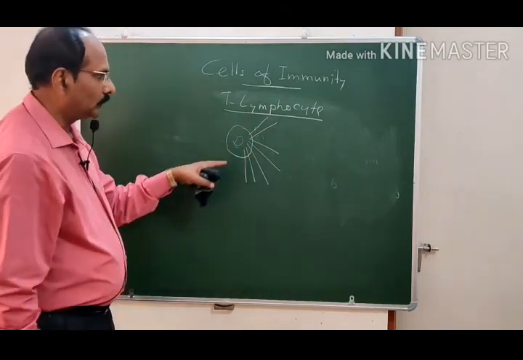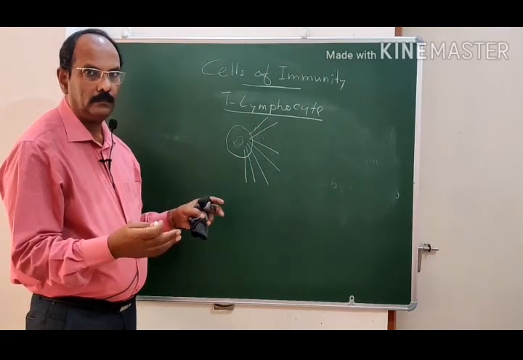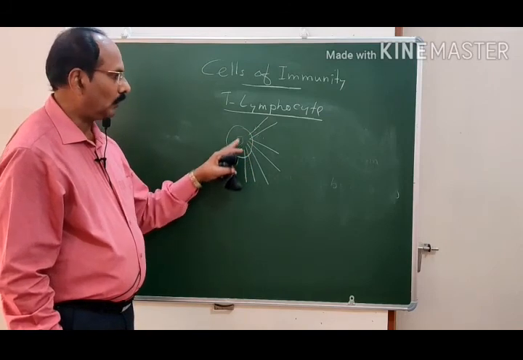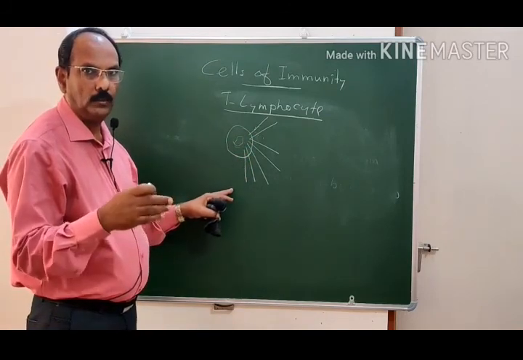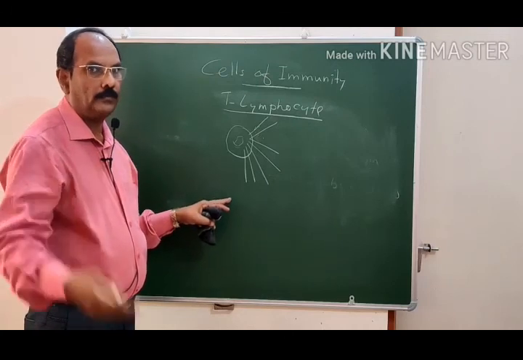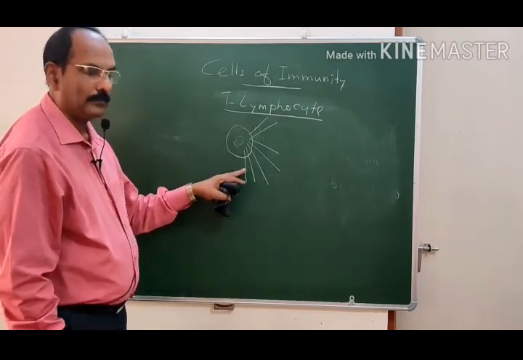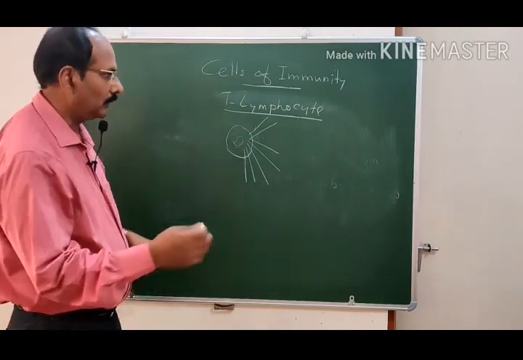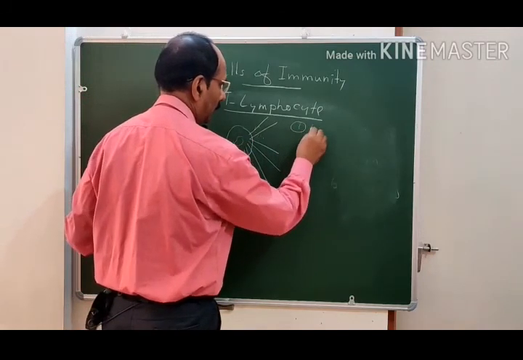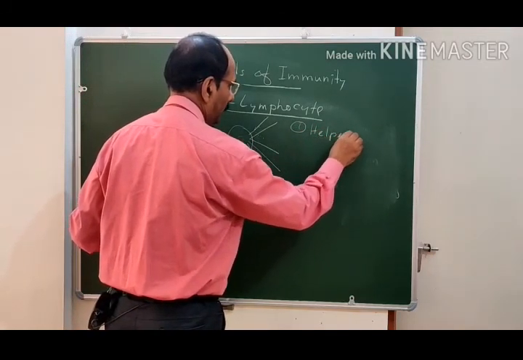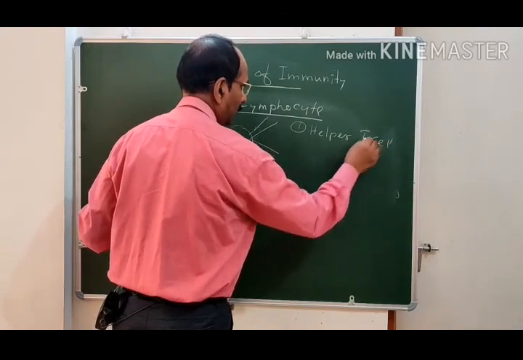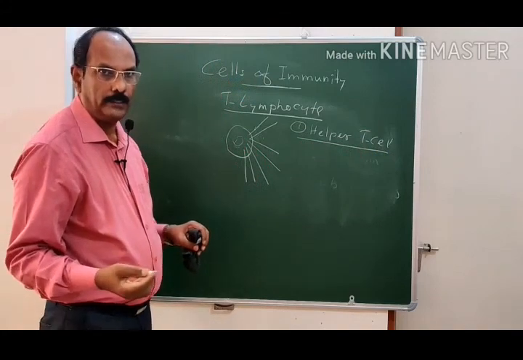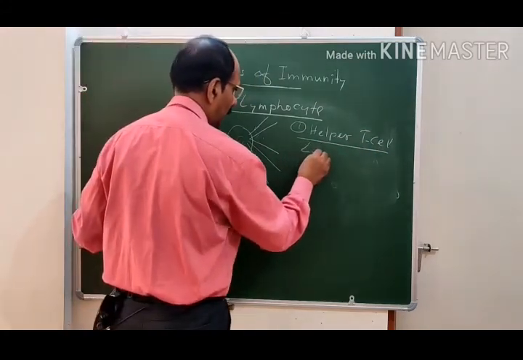All the T lymphocyte cells are nearly similar in morphology, but in function they are different. They look similar, but they perform different functions. According to the different functions performed, these T lymphocytes are classified into different types. So what are the different types? One type is known as the helper T cells. What is a helper T cell? When it encounters a microorganism or foreign body, it produces a chemical known as the lymphokines.